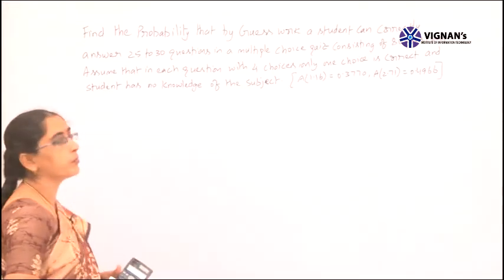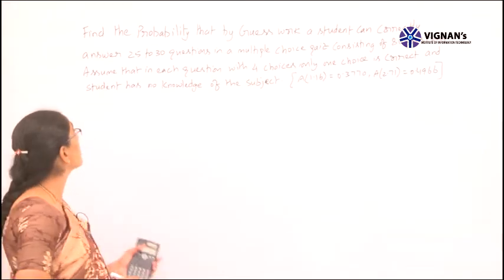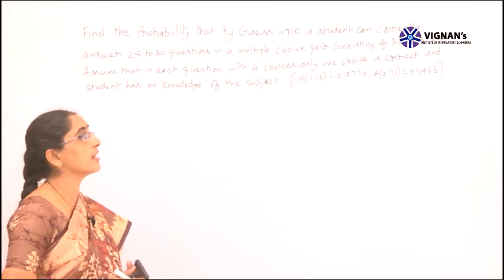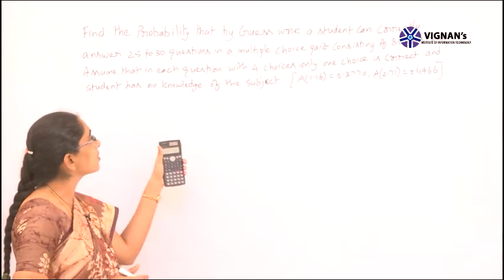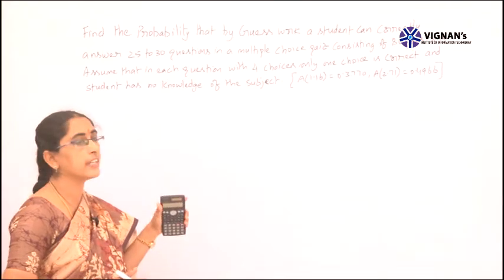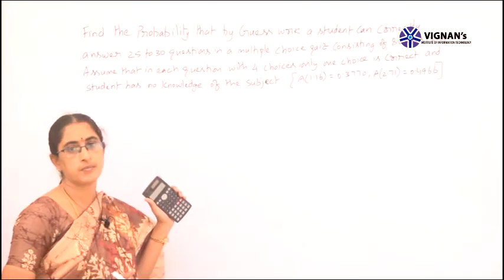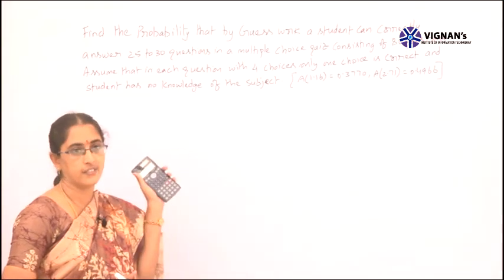Let us see one more problem on this. Find the probability that by guesswork a student can correctly answer 25 to 30 questions in a multiple choice quiz consisting of 80 questions. Answer: assume that each question has 4 choices, only one choice is correct, and the student has no knowledge of the subject. And here the normal table values of the ordinates are given.